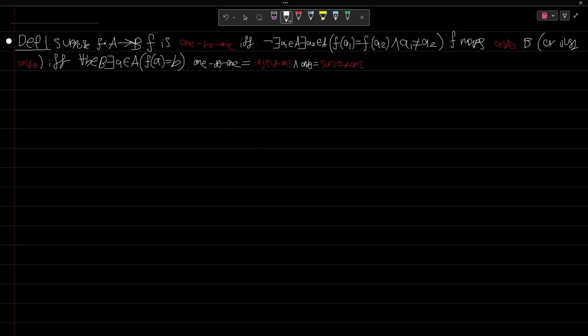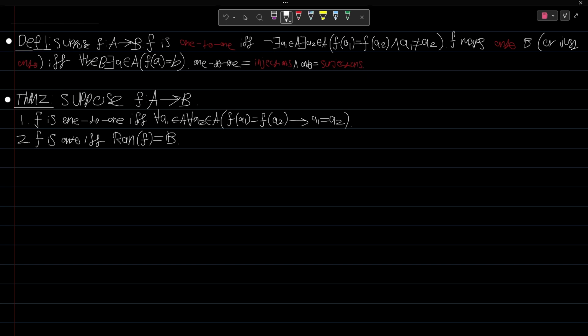And notice how the definition of a one-to-one function is a negative statement because it starts with a negation. And actually, it is famously way easier to work with positive statements, statements that don't begin with a negation, when working with and doing proofs. So we need a way to express this statement as a positive one that is easier to work with. And this theorem does exactly that and a bit more.